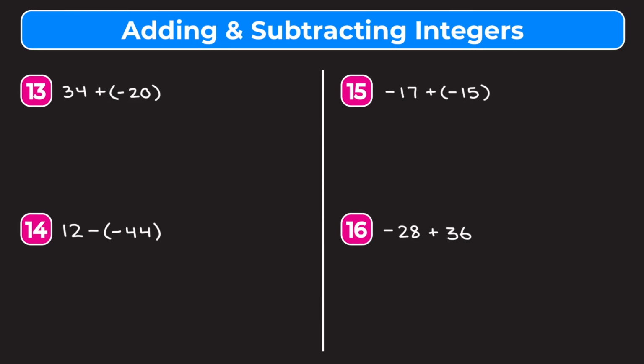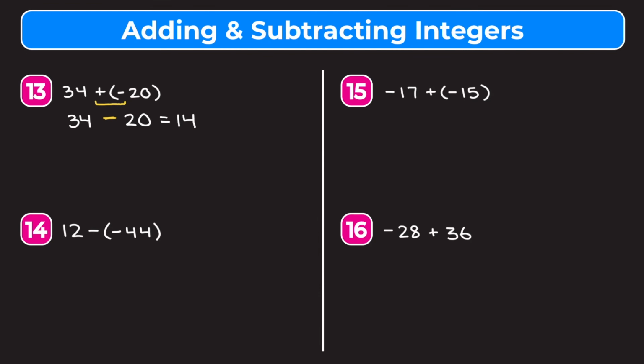So for number 13, we have 34 plus negative 20. So for this one, we have to remember the rule that a plus and a minus turns into a minus. So we have 34 minus 20. And this one's not bad because this is just a big number minus a smaller number. So we're actually going to get a positive number. So we're just doing 34 minus 20, which we should know is just a positive 14.